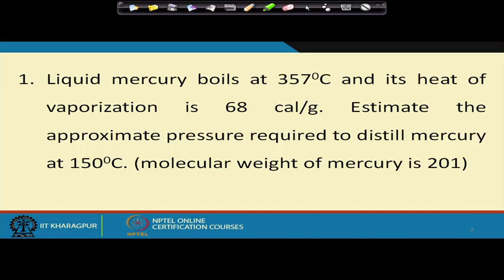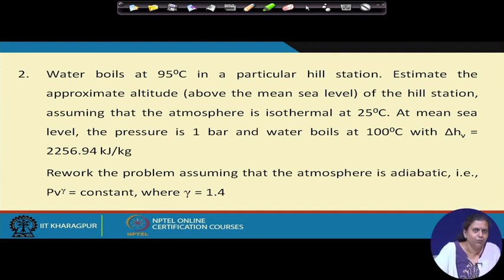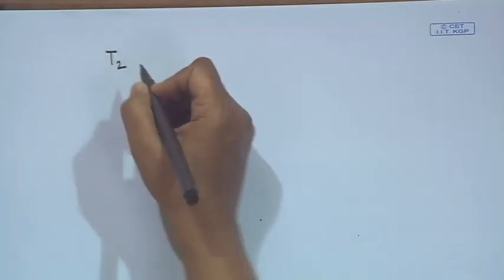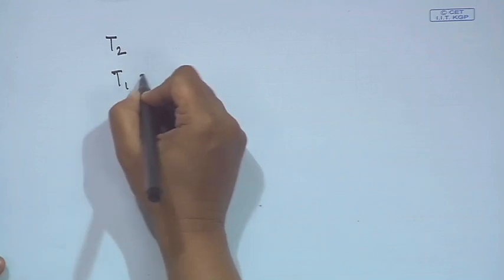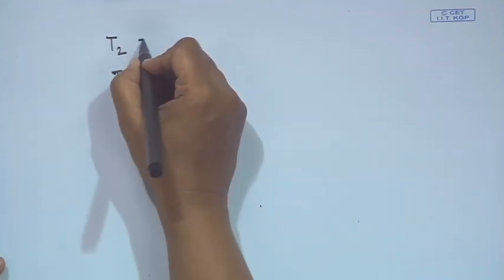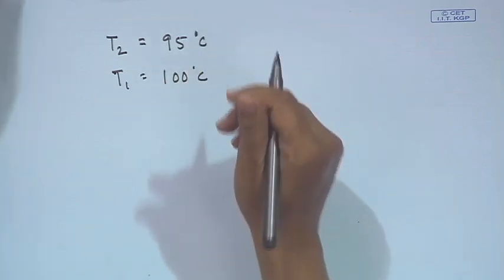Now, let us go to the next problem, a slightly more involved problem. What does it tell you? It tells you that water boils at 95 degrees centigrade in a particular hill station, right. We know that at the mean sea level water boils at 100 degrees centigrade. So, definitely the pressure on the top of the hill station is quite low as compared to the pressure at the sea level, right. At the sea level the boiling point is 100 degrees centigrade, and here the boiling point is 95 degrees centigrade.